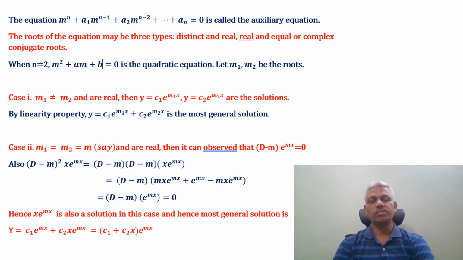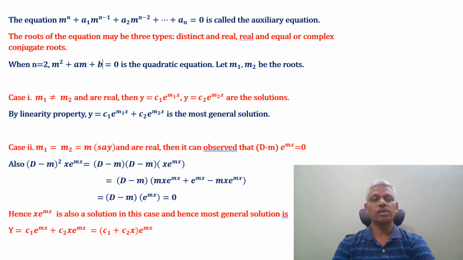Now if m1 is equal to m2, then here is an interesting observation. We can observe that (D minus m) applied to e power mx is equal to 0. If I find the derivative, it cancels out. So e power mx is a solution for the ordinary differential equation of first order. When it comes to (D minus m) square, that means m is a repeated root.